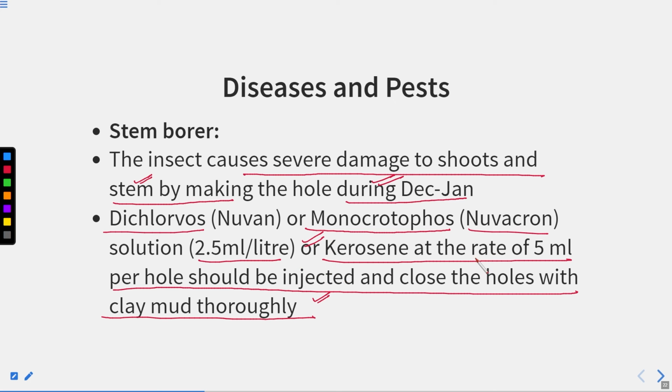Or we can also introduce kerosene oil at the rate of 5 ml per hole. Each hole you can put this kerosene oil, and you can put clay or mud in that particular hole to avoid this stem borer.